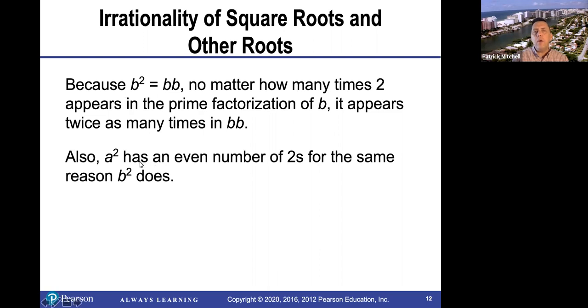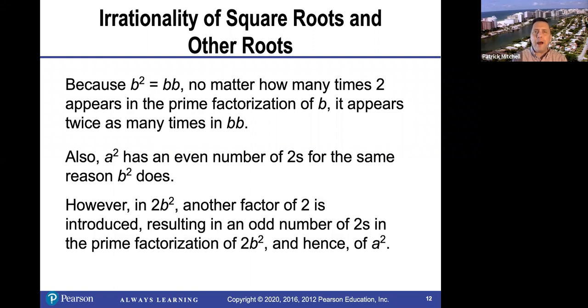A squared also would have to have an even number of 2's for the same reason that b squared does, okay? So in the prime factorization of a squared, the number 2 has an even exponent, and in the prime factorization of b squared, 2 has an even exponent. But that's going to be a problem because we just got through saying that a squared has to equal 2b squared. So as soon as we multiply b squared by 2, so let's say that in the prime factorization of b squared, 2 appears to the power 8, okay?